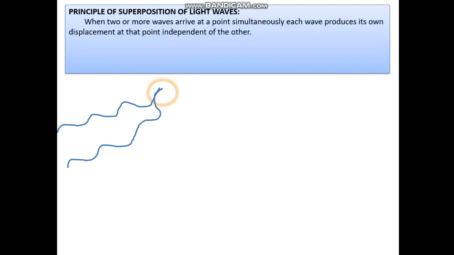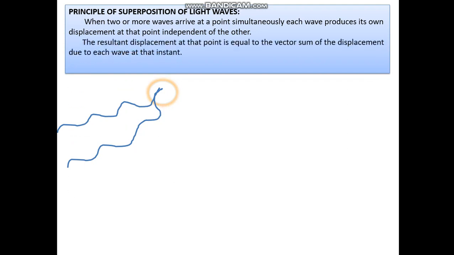When two or more waves arrive at a point simultaneously, each wave produces its own displacement at that point independent of the other. The resultant displacement at that point is equal to the vector sum of the displacement due to each wave at that instant. Y vector is equal to y1 vector plus y2 vector.